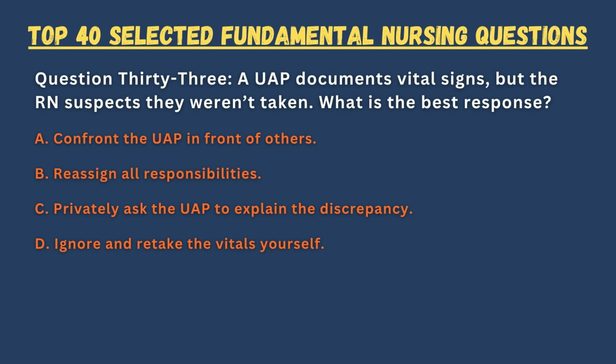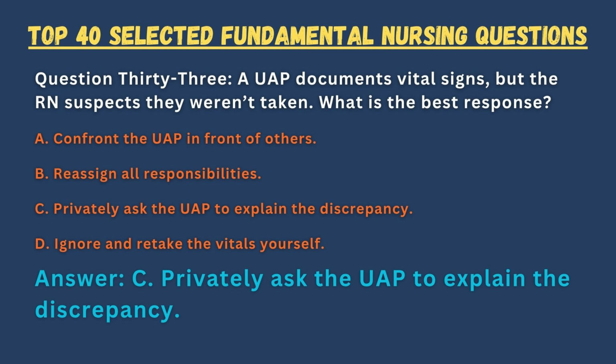Question 33. UAP documents vital signs, but the RN suspects they weren't taken. What is the best response? A. Confront the UAP in front of others. B. Reassign all responsibilities. C. Privately ask the UAP to explain the discrepancy. D. Ignore and retake the vitals yourself. Answer: C. Privately ask the UAP to explain the discrepancy.